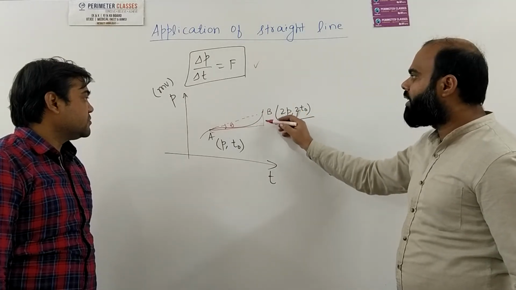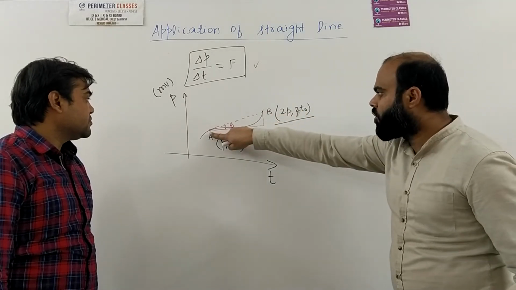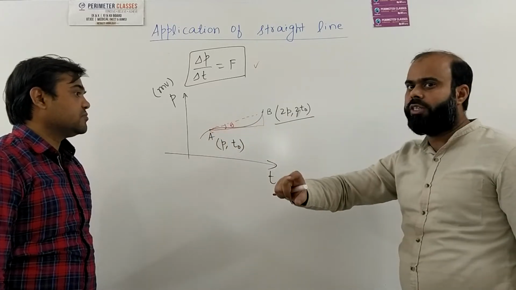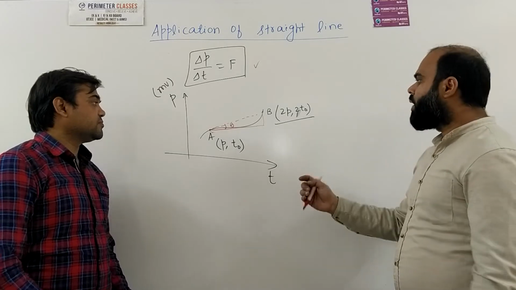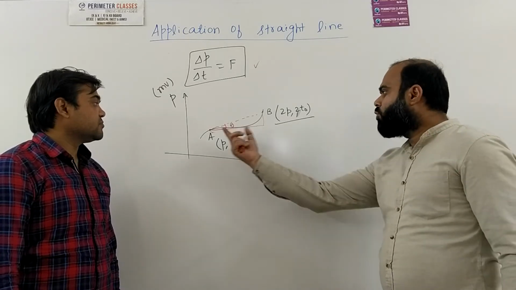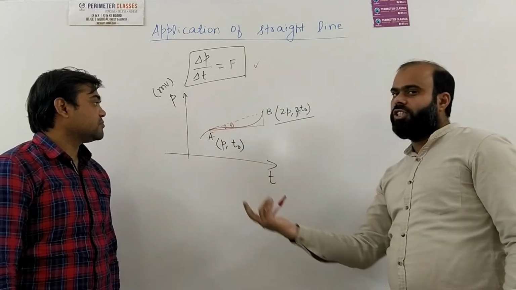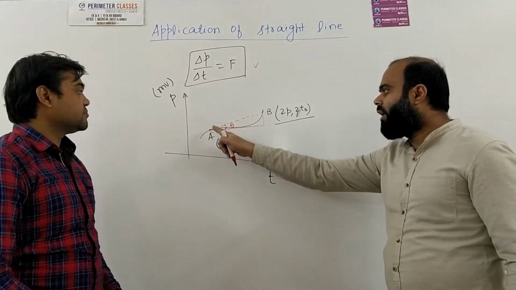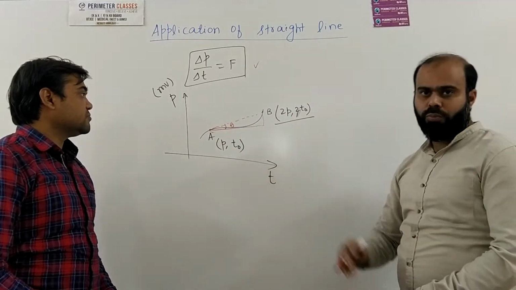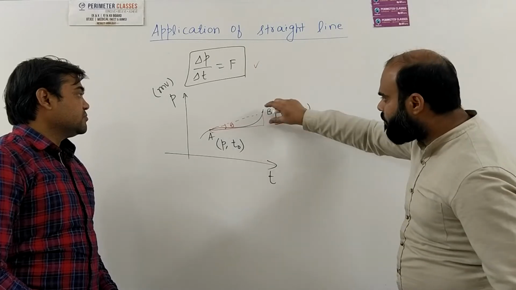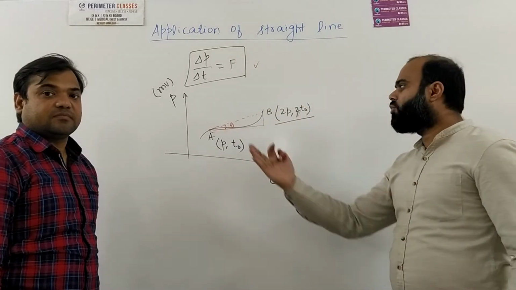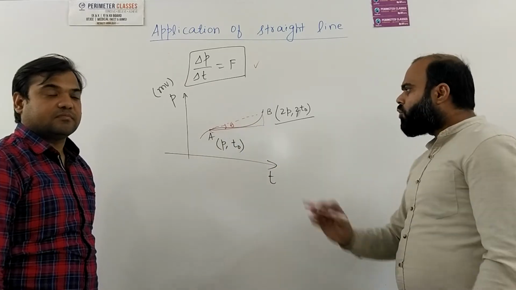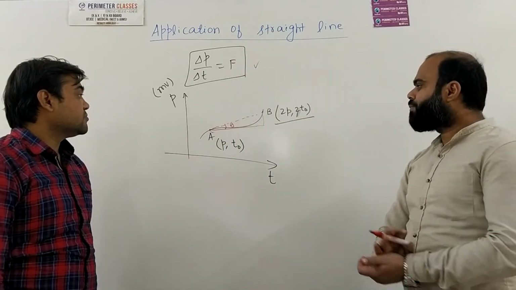This height is delta P, that is the change in momentum of the body while traveling from point A to point B. And what is the change in time? This horizontal line is the change in time of the body while traveling from point A to point B. So the ratio of this height by this base will give you the force. That is actually also the slope of this. So this is what is written over here.